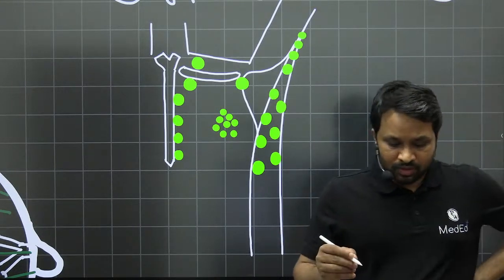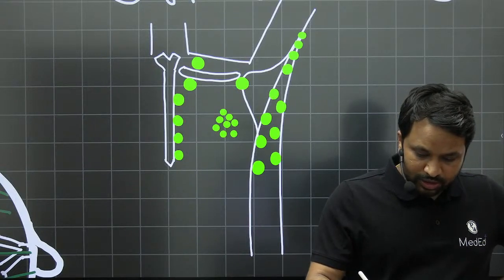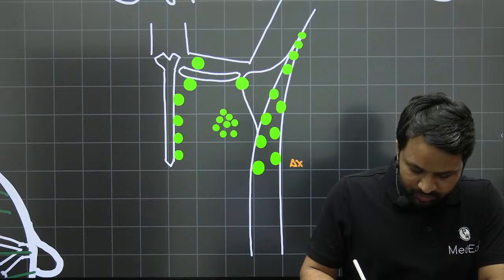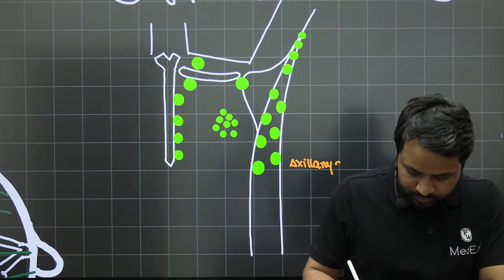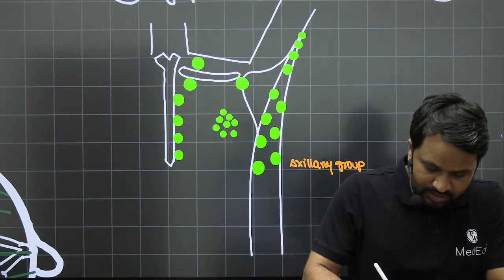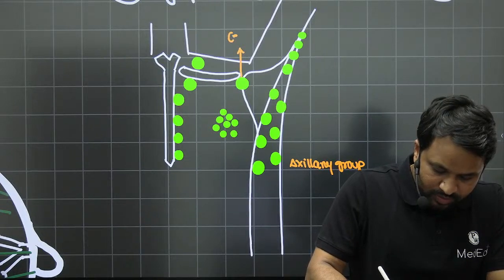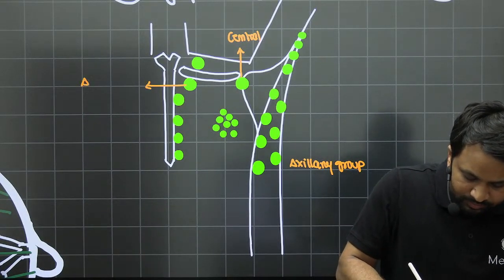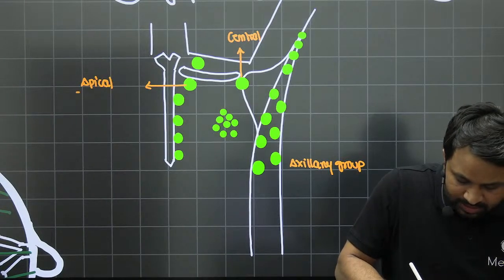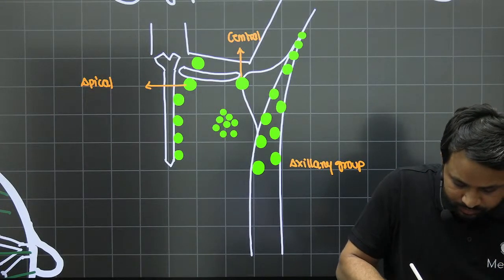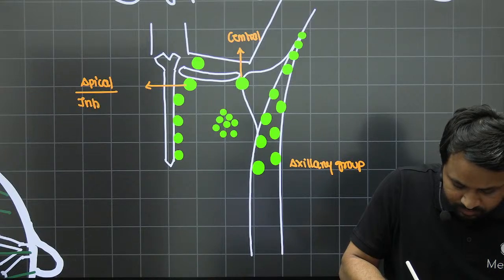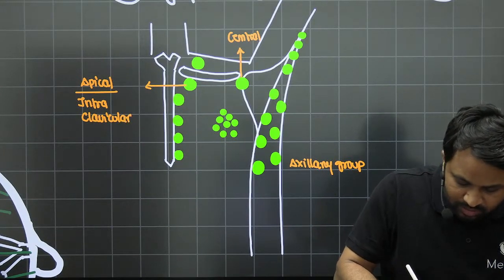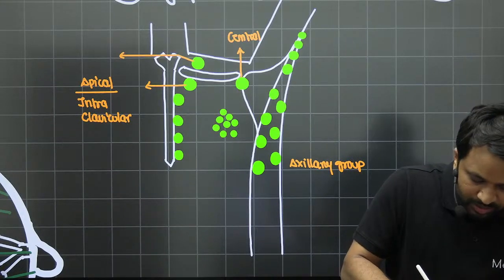Now, we all know all these structures. Just for the sake of understanding, I'm going to quickly talk about it. These are your axillary group of lymph nodes. This is the central group of lymph nodes. This is apical. Now, apical is also called infraclavicular. This is what we call infraclavicular. This is your supraclavicular.